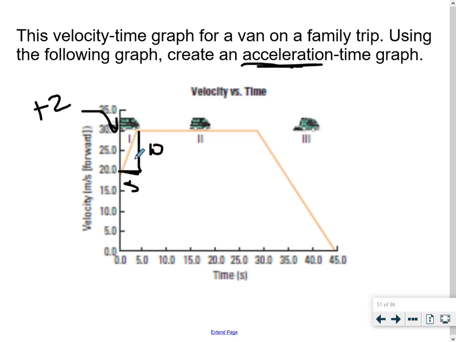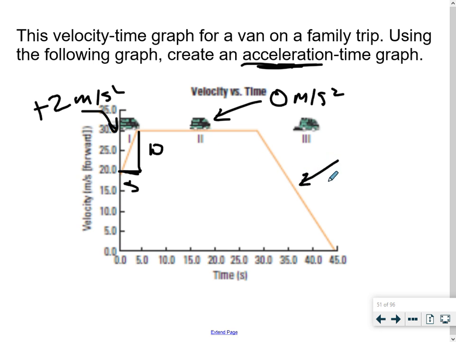Isn't it a lot easier when the graphs aren't curved? Right? All you've got to do is look at two numbers on the graph and divide them. What's the slope in section 2 though? Now, it's 0 meters per second squared because we're looking for acceleration, which means this van is still traveling, it's just not speeding up, that's all.